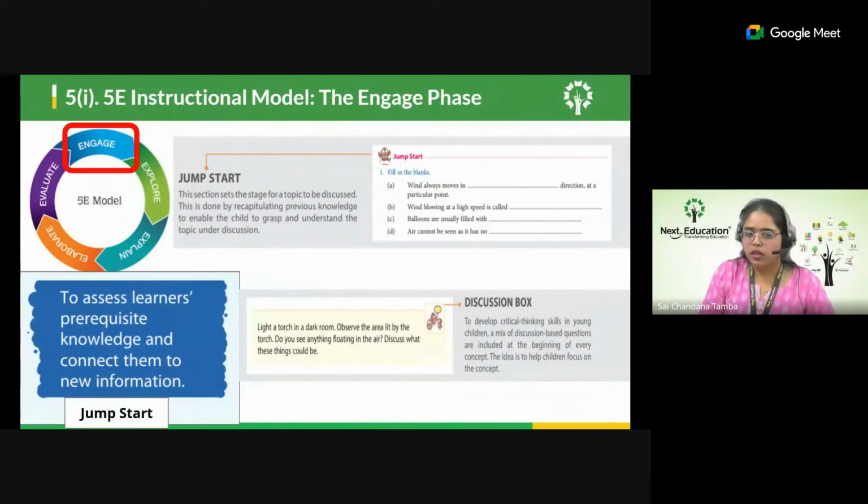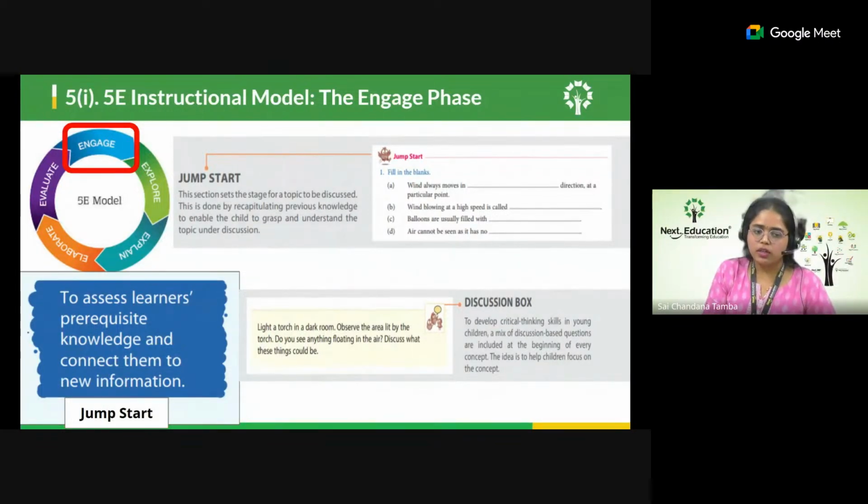From here onwards, I'm going to take you through the books of Next Science and also Next Spark, which are our Next Education products. Within the philosophy of our books, we have implemented this particular approach, which I have told you about, the 5E and 7E. When it comes to lower grades, in the Next Science books, we have followed a 5E instructional model. I'll take you through those pages for your understanding.